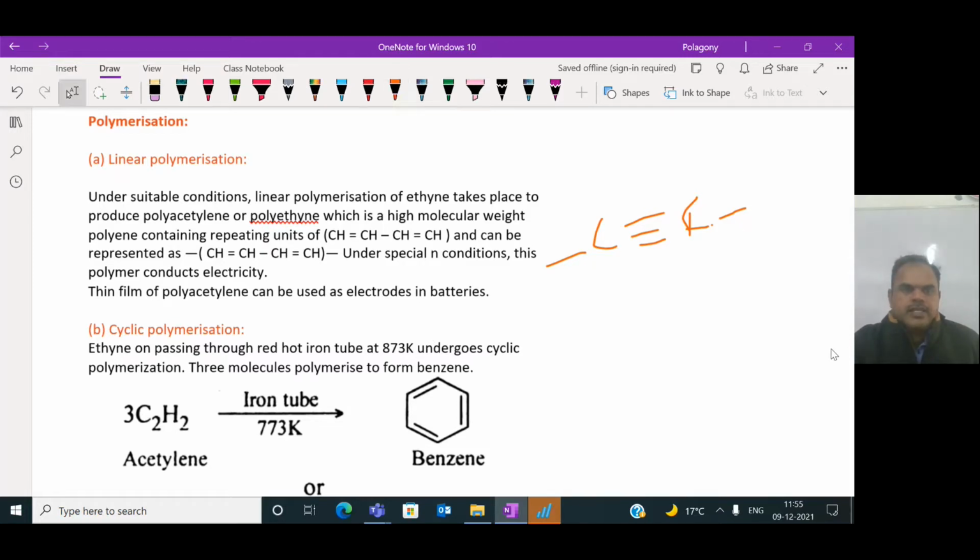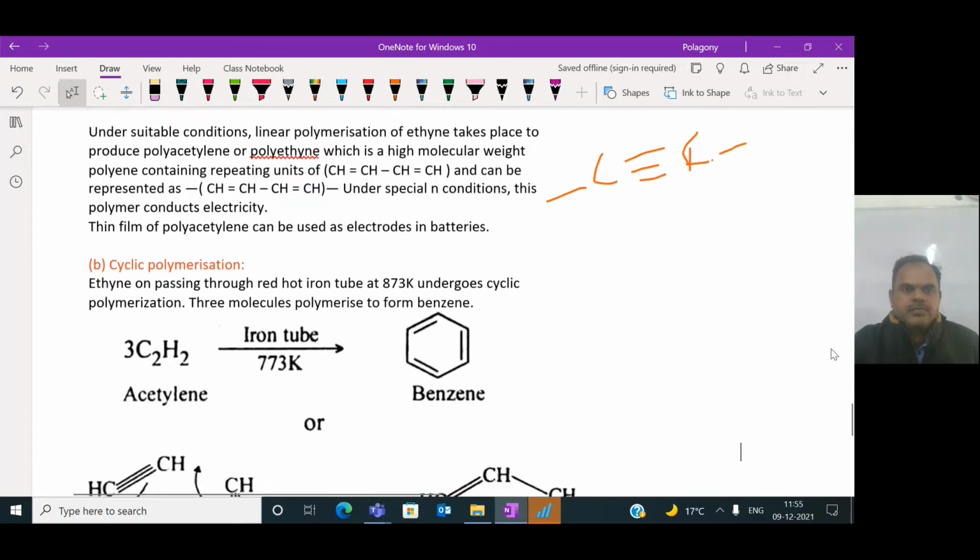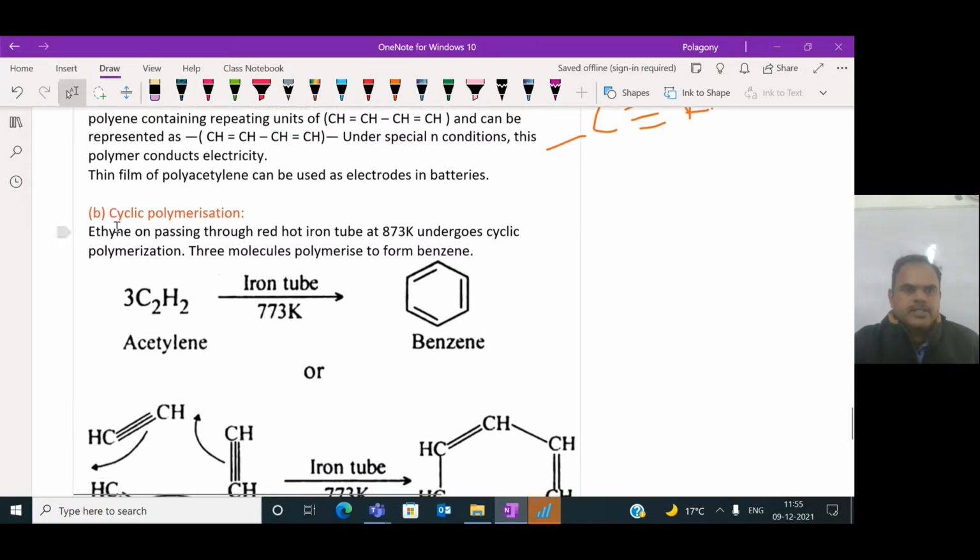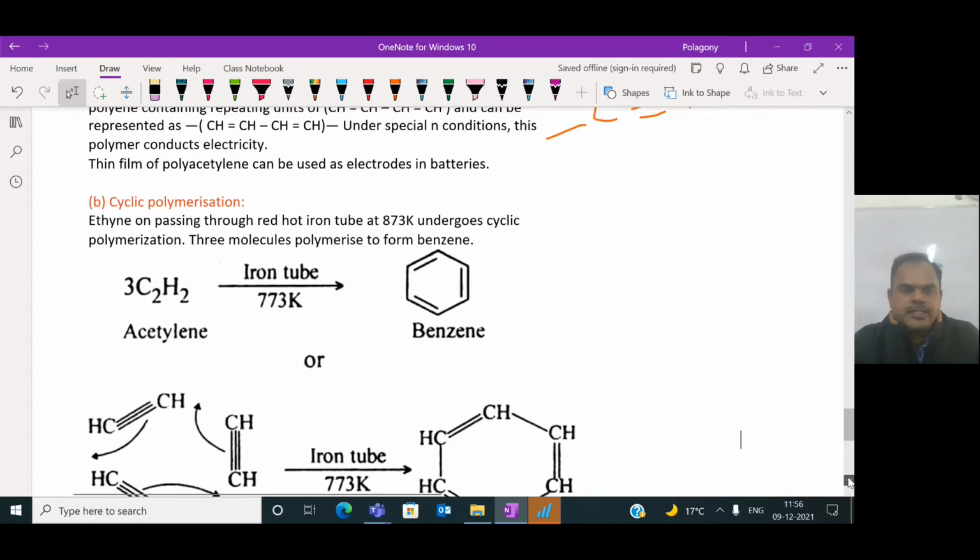Another polymerization of alkynes is cyclic polymerization. In this cyclic polymerization, ethyne molecules, when passed through a red hot iron tube at 873 Kelvin temperature, undergo cyclic polymerization. That means three molecules polymerize to form benzene. To prepare aromatic compounds, we use ethyne, otherwise called acetylene, C2H2; three molecules passed through this red hot iron tube at 873 Kelvin give the benzene structure.